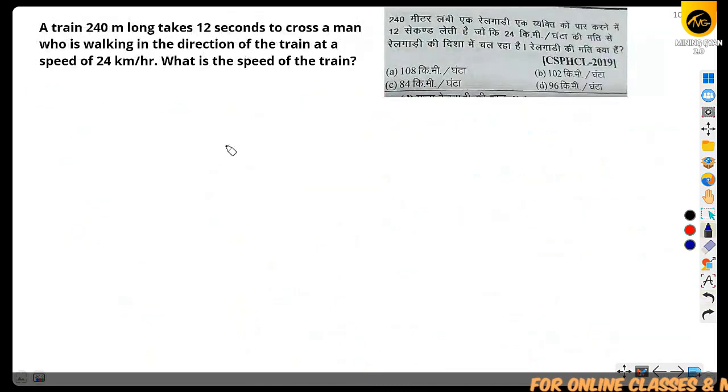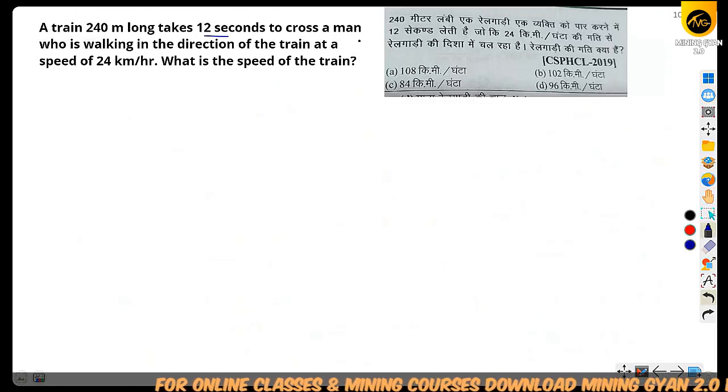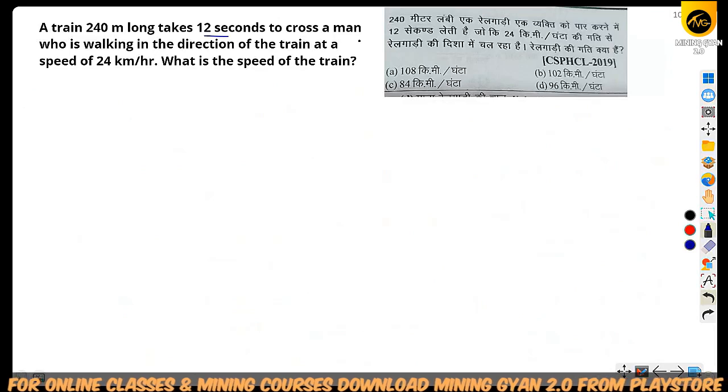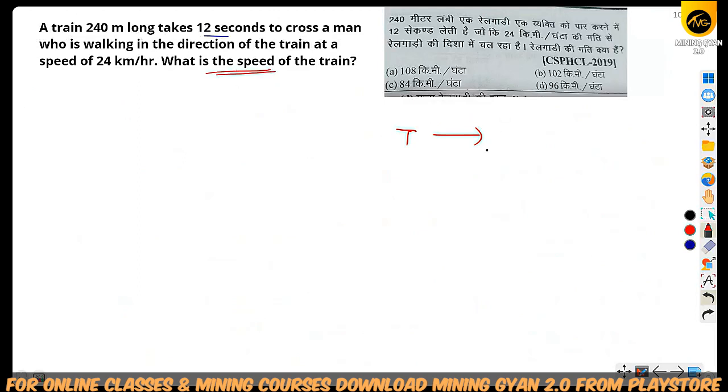Now the next question is: a train 240 meters long takes 12 seconds to cross a man who is walking in the direction of the train at a speed of 24 kilometers per hour. What is the speed of the train? Okay, we have to find out the speed of the train.